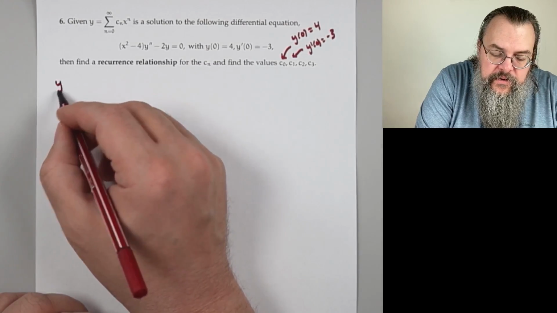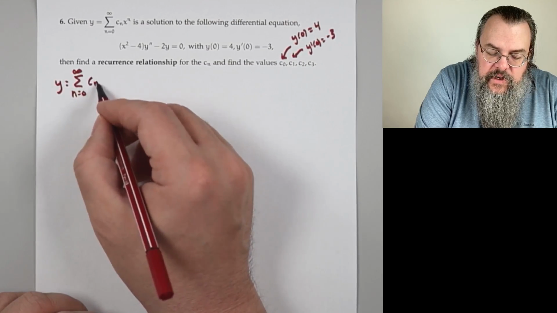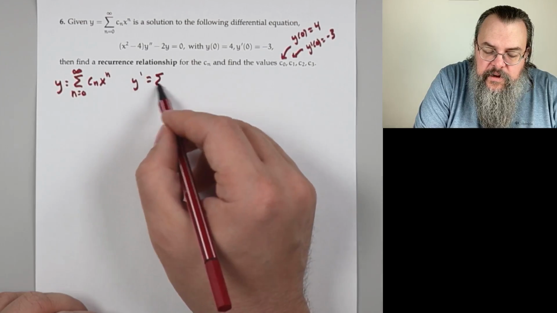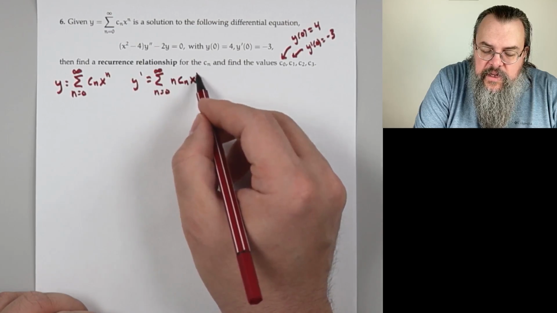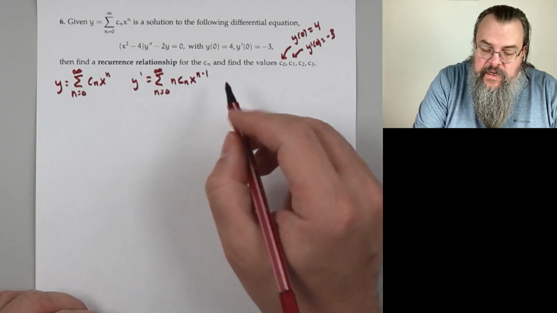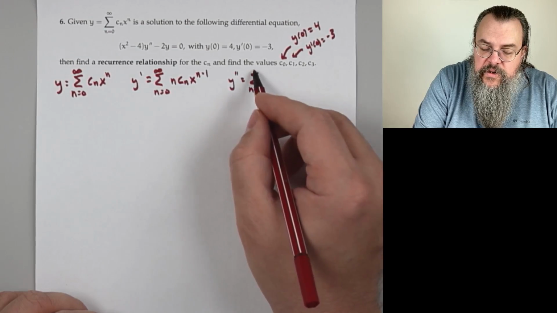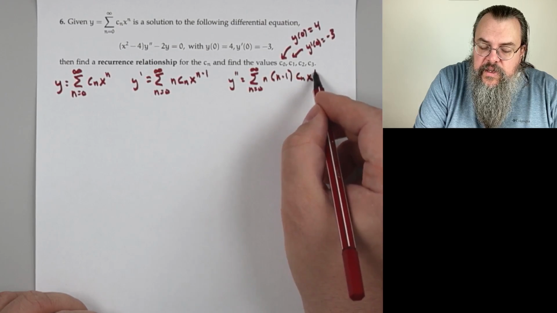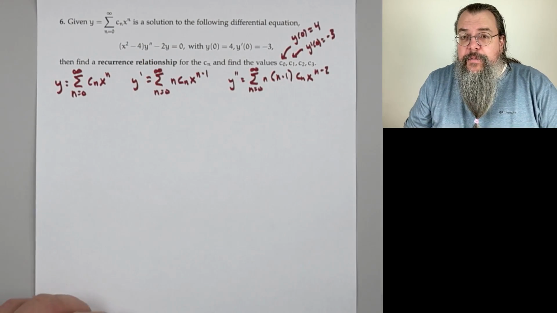We know what y is. We'll just copy it again for reference: the sum from 0 to infinity, Cn x to the n. We can take a derivative, so that's the sum from 0 to infinity of n c sub n x to the n minus 1, right? Bring the n down, subtract 1. And y double prime is the sum from 0 to infinity of n times n minus 1 c sub n x to the n minus 2. And we went to y double prime because we needed a y double prime.